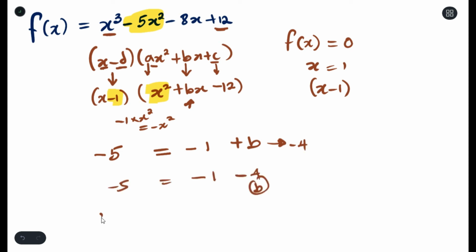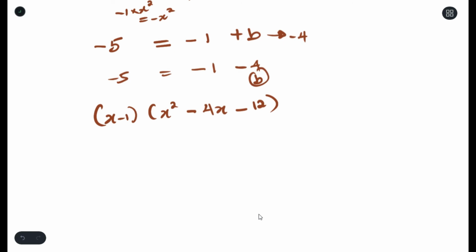Rewriting my equation again, it is x minus 1, x squared minus 4x minus 12. And that is exactly how you can find your value for B. Then from here, we could just factorize it normally. This is a quadratic polynomial, using any type of factorization you know. This here would be negative 6, positive 2.